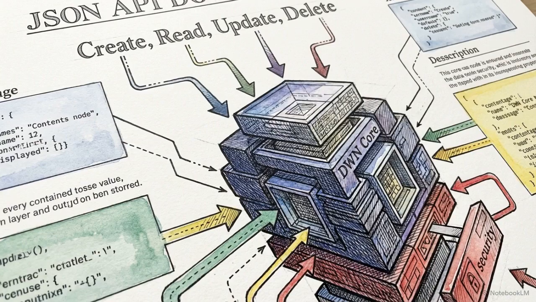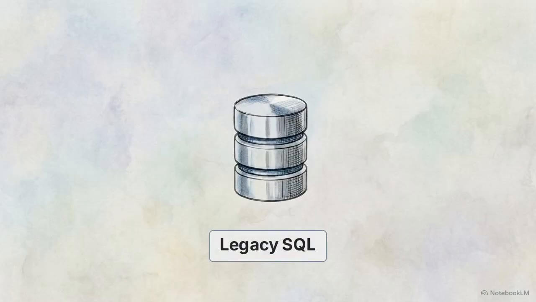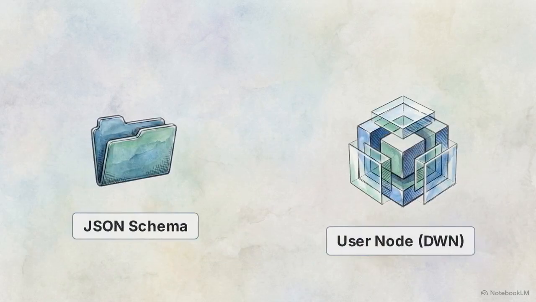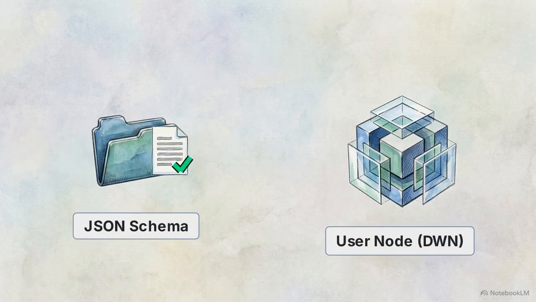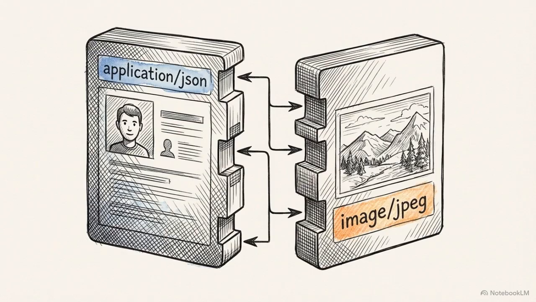The records interface provides the universal standard for all data interactions and CRUD operations on the DWN. Web5 ignores proprietary SQL tables. Instead, DWN data is stored as logical records, validated against explicit, publicly readable JSON schemas. Developers structure these payloads using standard IANA media types. A profile update might use application/json, while a photo uses image/jpg.